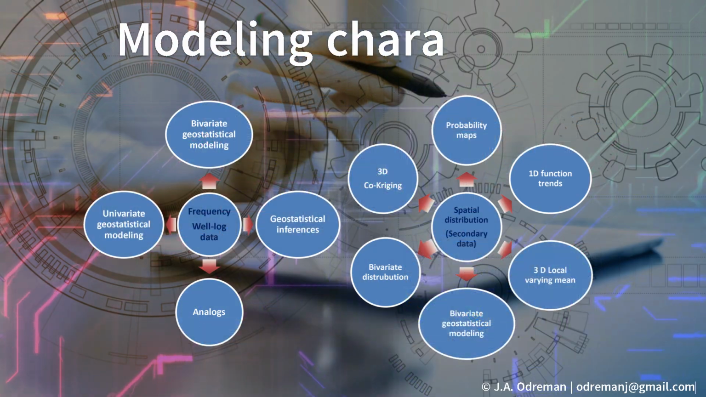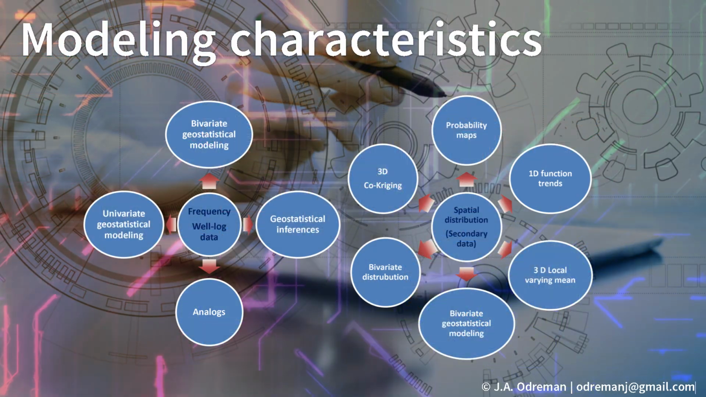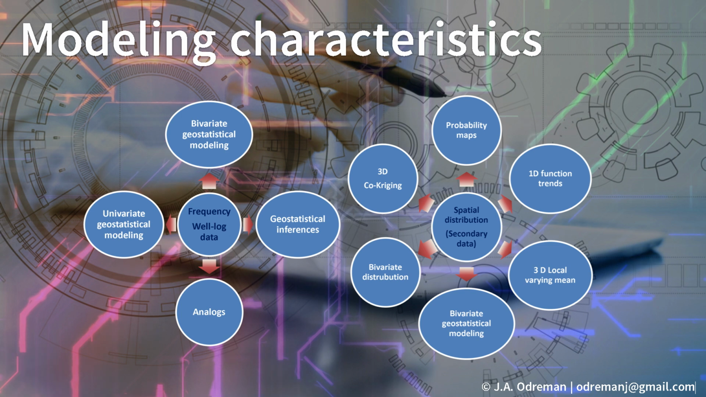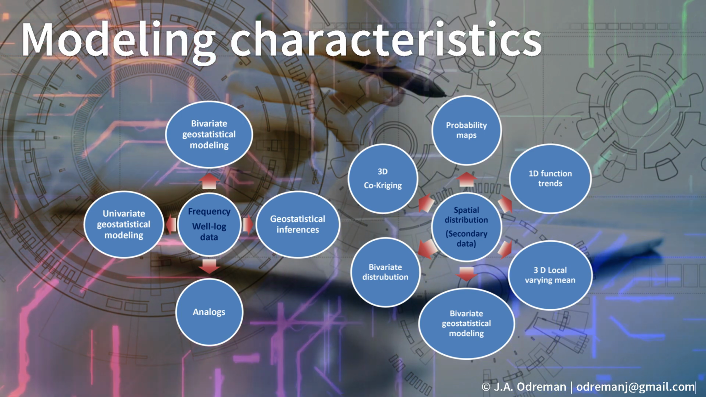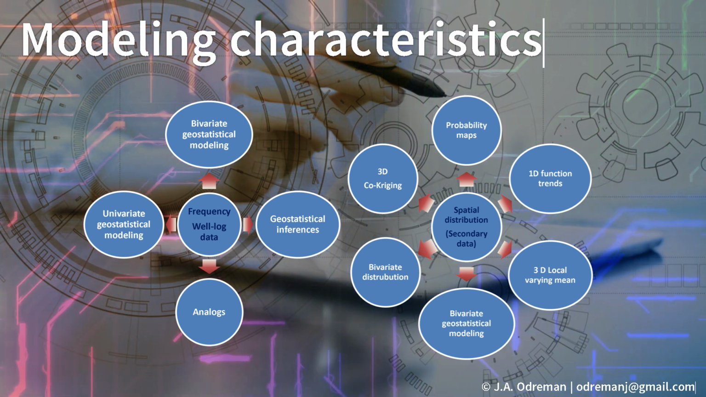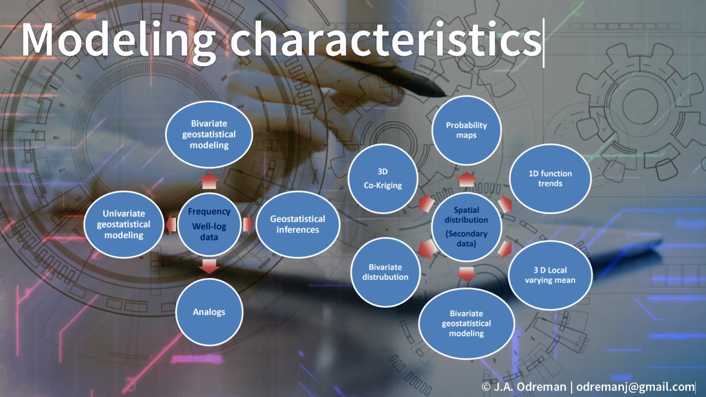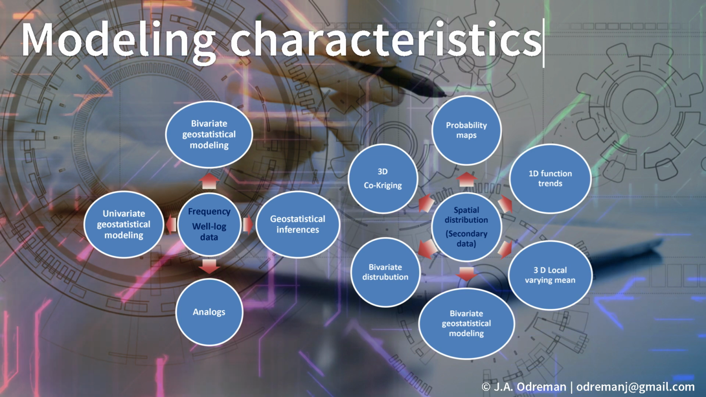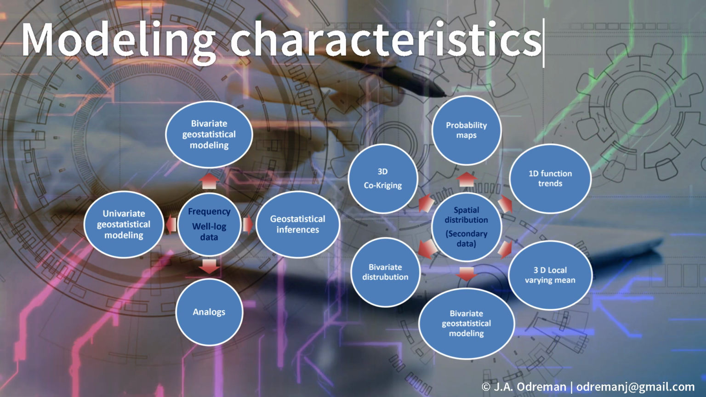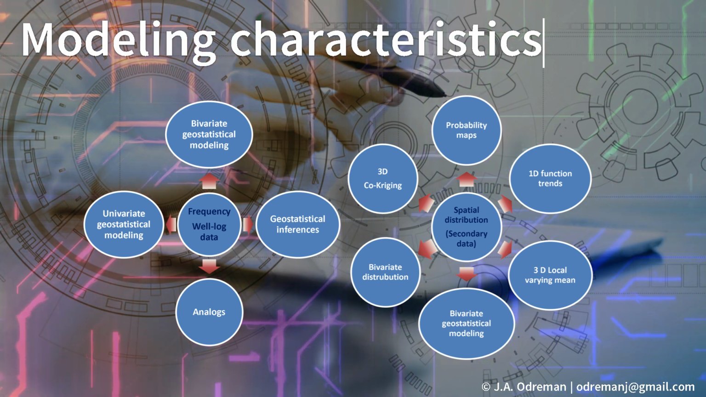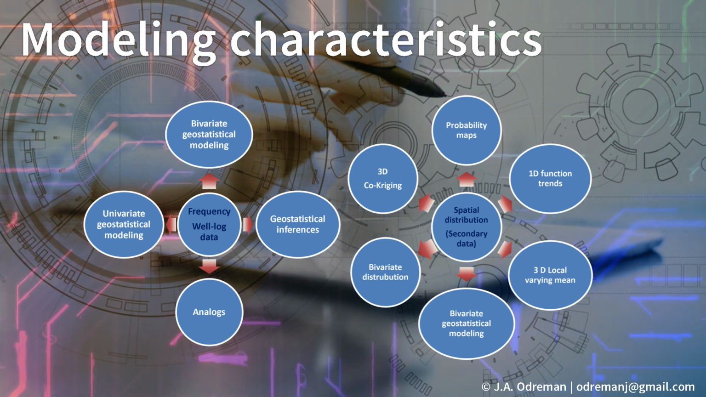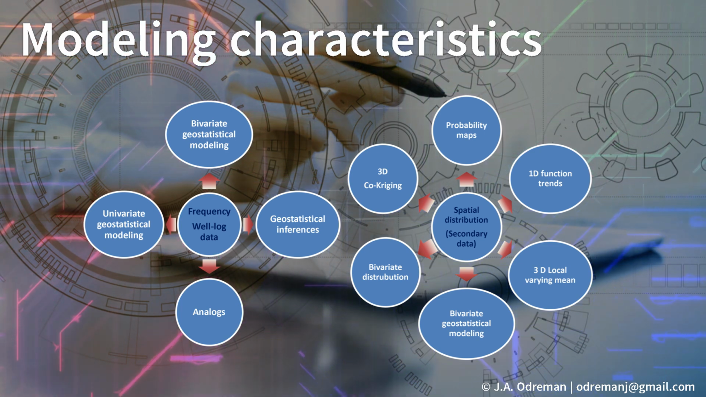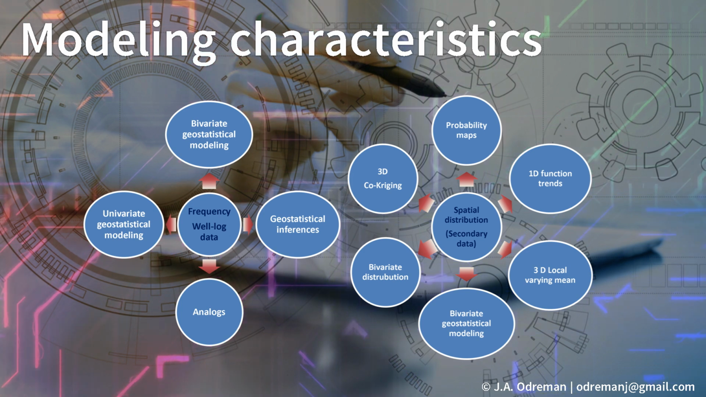This diagram illustrates a comprehensive approach to geostatistical modeling using well-logged data and secondary spatial distributions. On the left side, the process begins with univariate and bivariate geostatistical modeling, which focuses on analyzing well-logged data to make geostatistical inferences based on frequencies and analogs. These stages help establish relationships within the well-logged data, providing key insights into the subsurface.